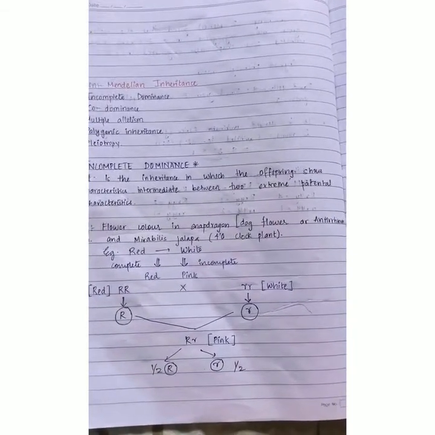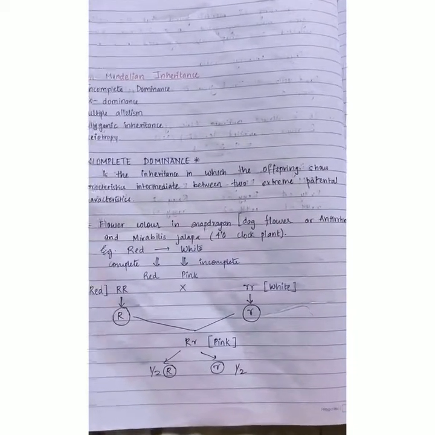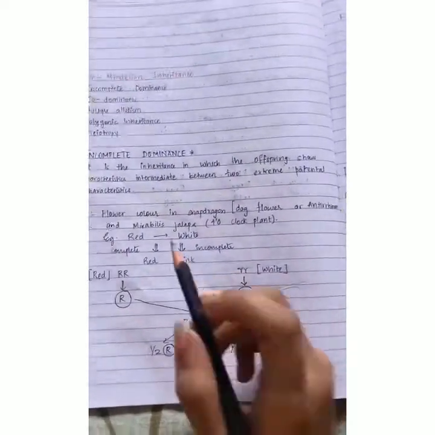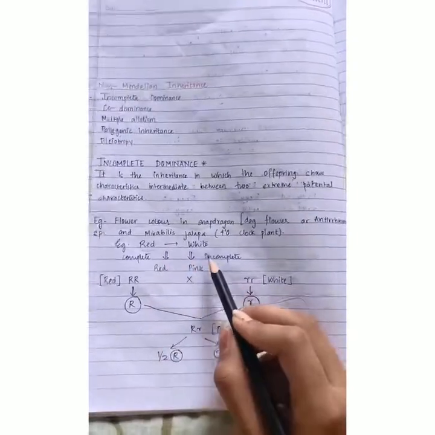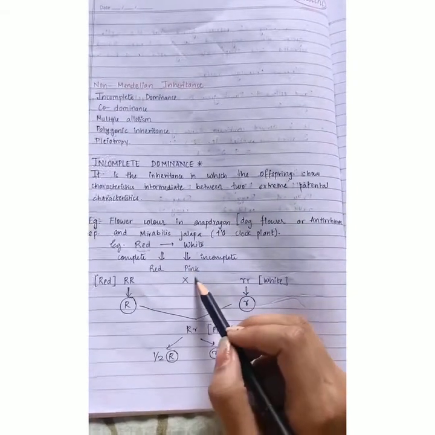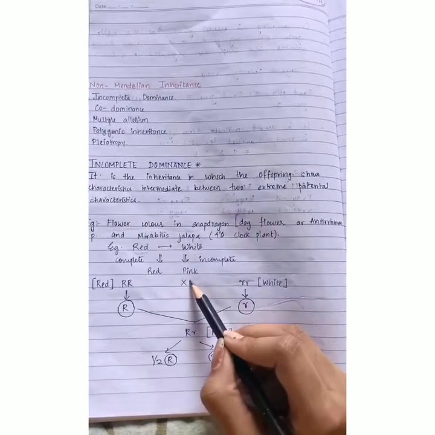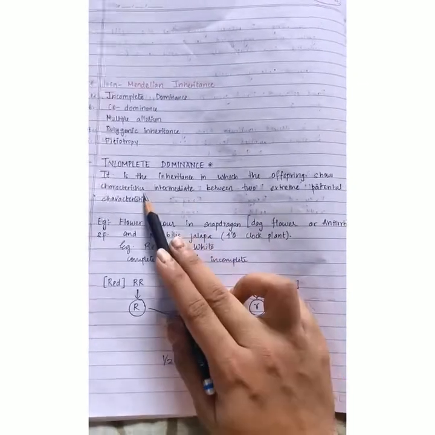In incomplete dominance, the dominant character will be expressed but not completely. It will be incomplete dominance. For example, if we take a flower, the flower is in red color and white color, but the progeny which will come will be in pink color, that is intermediate. So it will show intermediate characteristics.